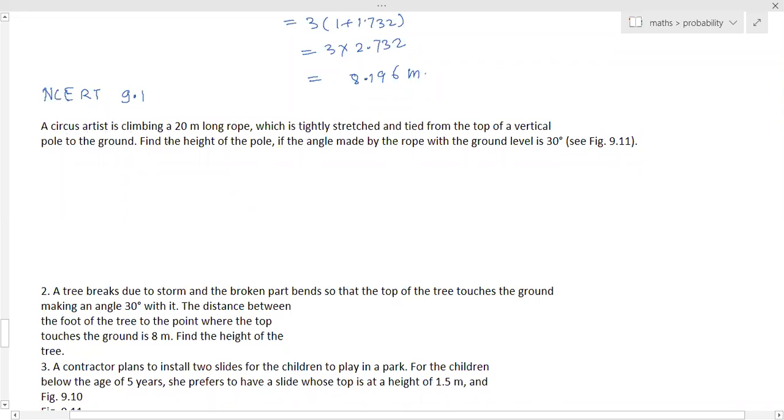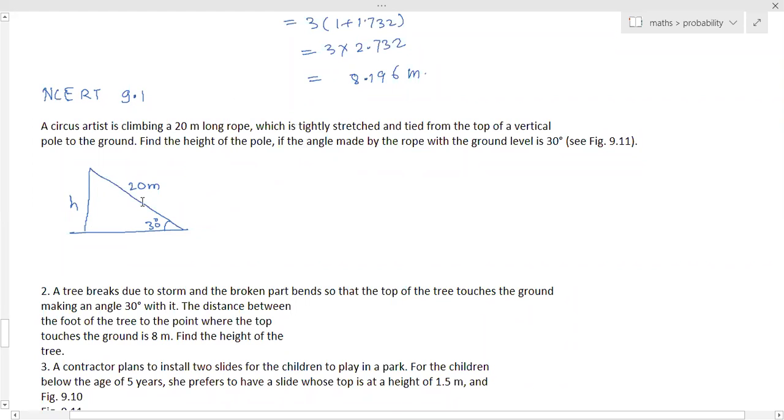The circus artist climbs a 20-meter long rope, which is tightly stretched from a vertical pole. So this is a pole. From here, the rope is tight this way. The rope makes an angle of 30 degrees with the ground. The length of the rope is 20 meters. You have to find the height of the vertical pole. So this is H. Find the single triangle you have.